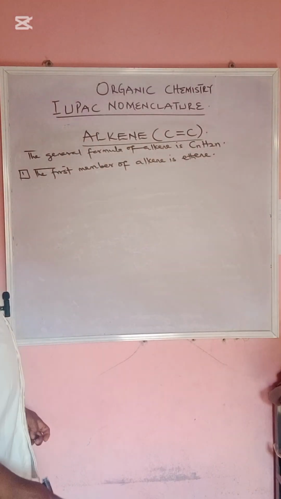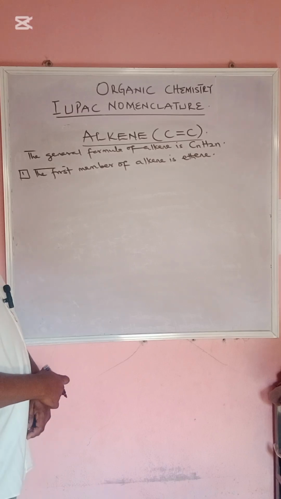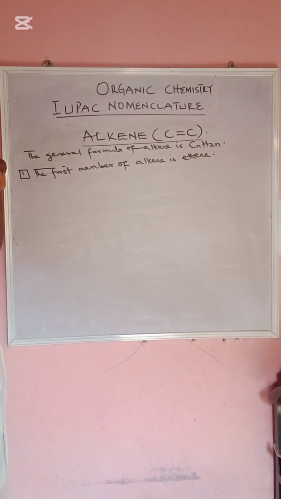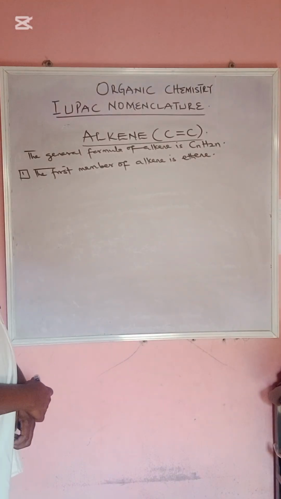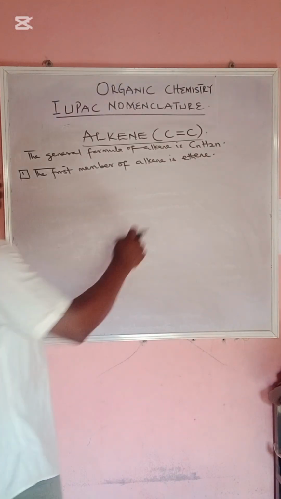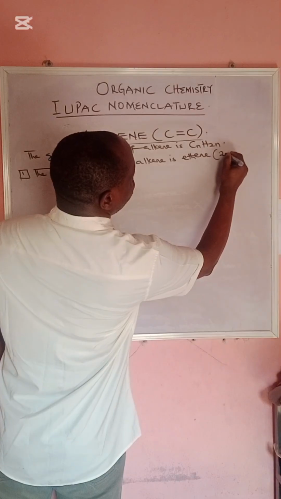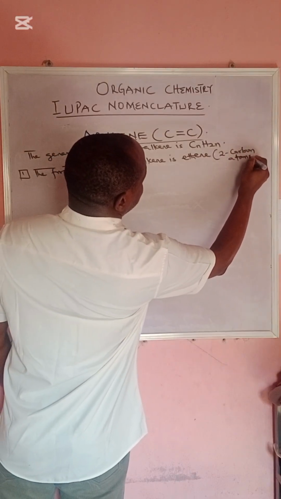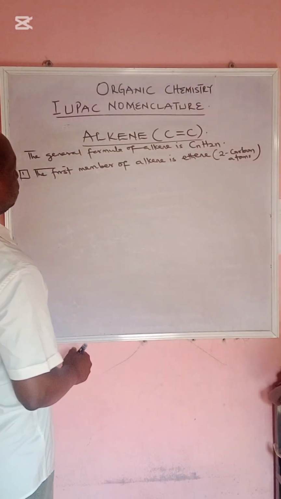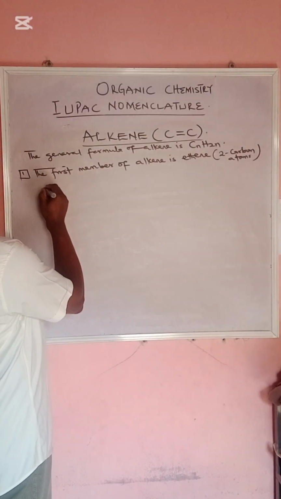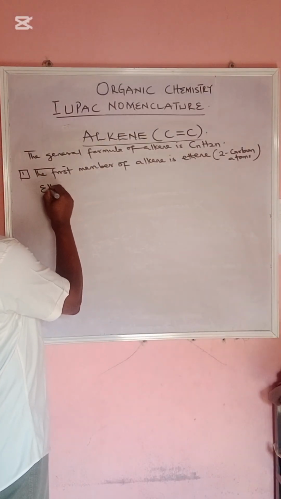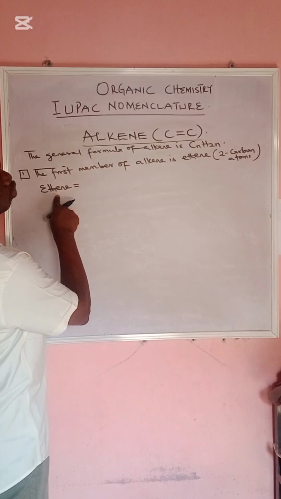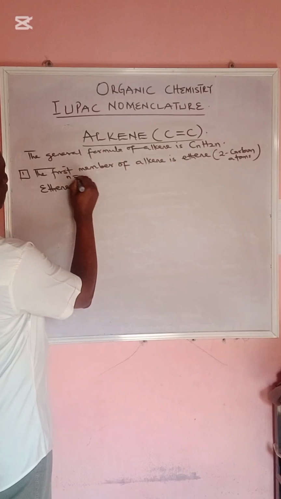So no member of alkane with one carbon atom, nothing like methane in alkane. So the first member of alkane is ethane. We start with 2 carbon atoms. It has 2 carbon atoms. So let's see the formula. Ethane will be carbon is 2, n equals 2.